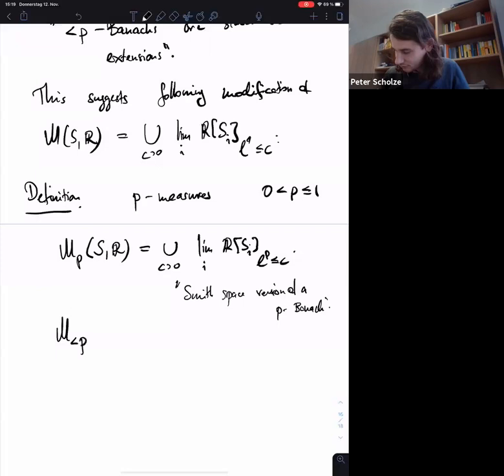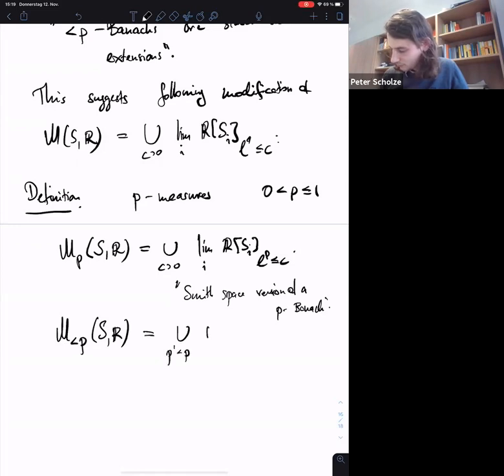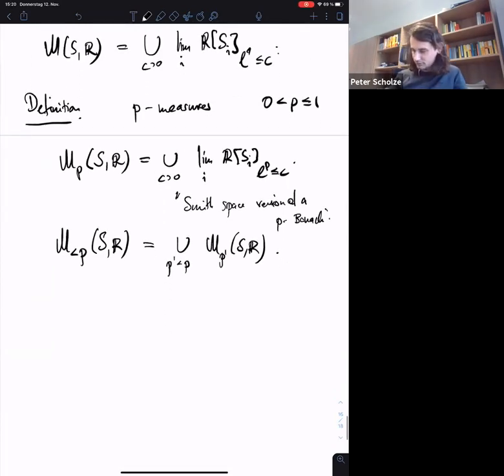Okay, and let me also introduce less than p measures to be just a union over all p prime less than p, so p prime measures. Okay, and so this still comes. The free R guy still maps to here. Why Dirac?